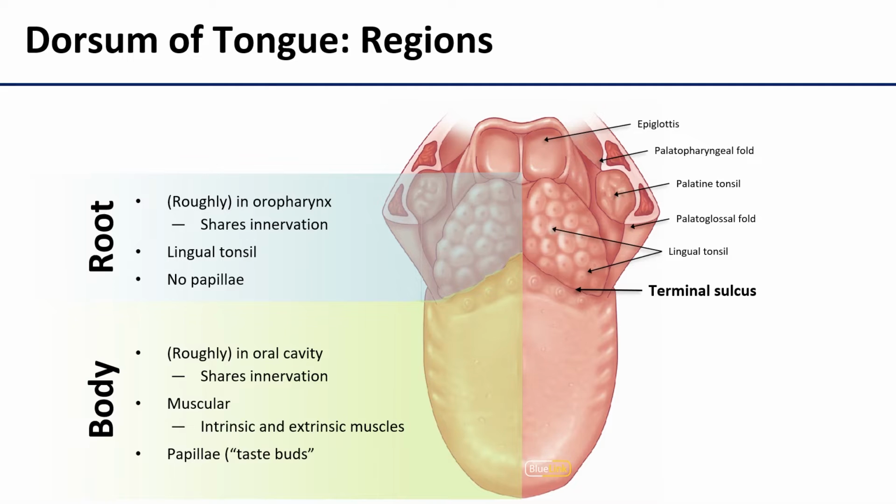The body of the tongue, or that anterior two-thirds, sits roughly in the oral cavity, and again, it's going to share that pattern of innervation. The body of the tongue is very muscular. It's home to all of those intrinsic muscles that we looked at in a previous video, and it has attachment points for all of the extrinsic muscles as well. This is additionally where all of the lingual papillae are found. These are often referred to as taste buds, but they're also going to include some touch receptors.